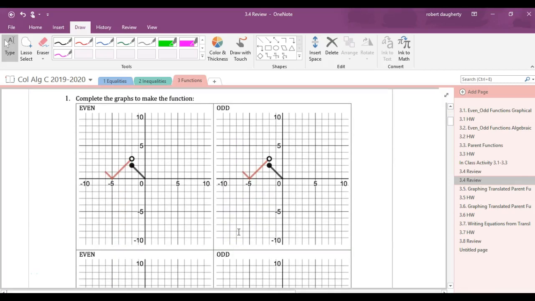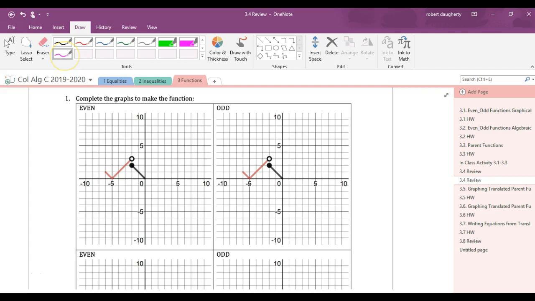Okay, 3.4. This is our review for the upcoming quiz at the halfway point for Unit 3. Two graphs. Complete the graphs to make the function, first of all, even. Even means it will be the same on both sides of the axis. So I'm trying to make this look like a mirror image. So every point that you see, I'm reflecting that point.